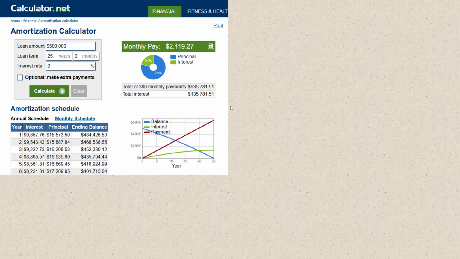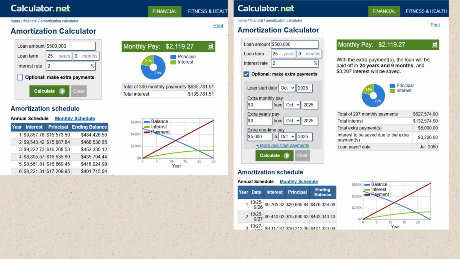Okay, so again, this is our standard one here. Now we're going to make some extra payments, and I want to show you the difference between making them sooner rather than later. So let's say we make a one-time extra $5,000 payment in October of 2025. So the interest to be saved is $3,206.60. So by making this early extra $5,000 payment, you're saving $3,200.